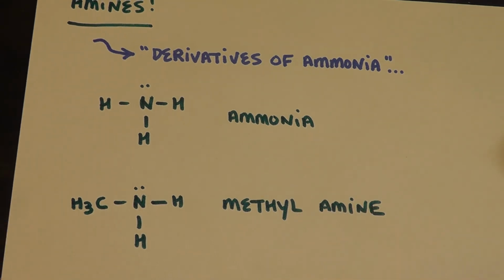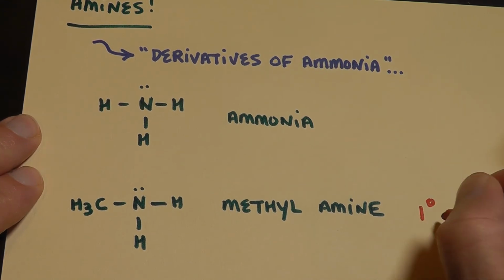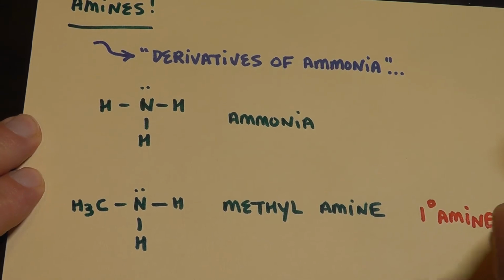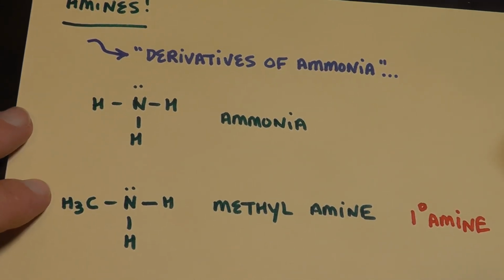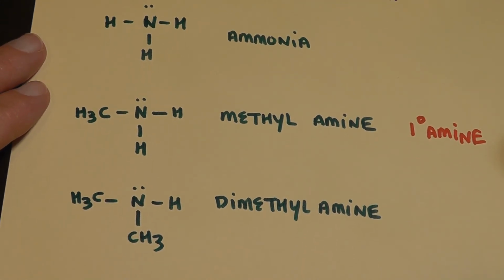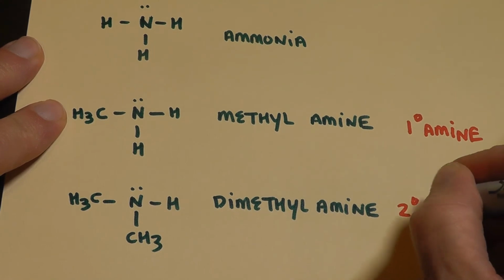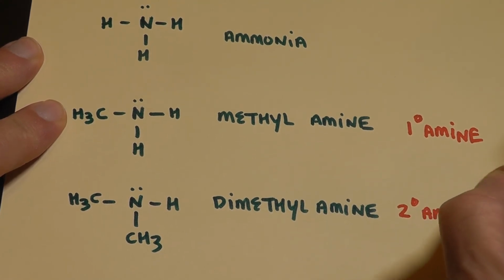So this would be methylamine. Now what we do is we say however many sites of the nitrogen are occupied, we give them a classification. So we would call that a primary amine. And you'll see why we care. It has to do with the mechanisms of reactions later on. Here we're going to put 2 carbon chains on. That's a dimethylamine, and that would be a secondary amine.